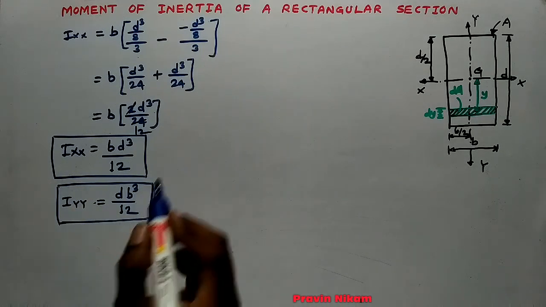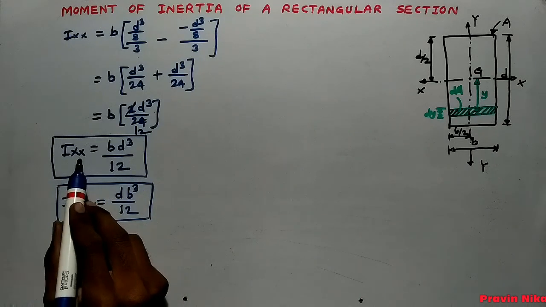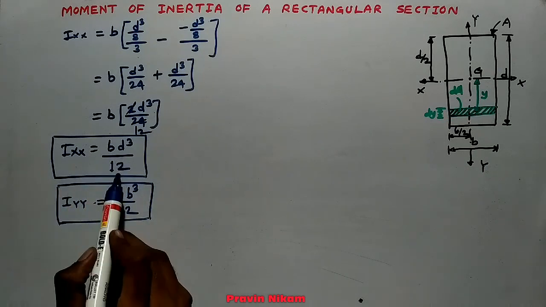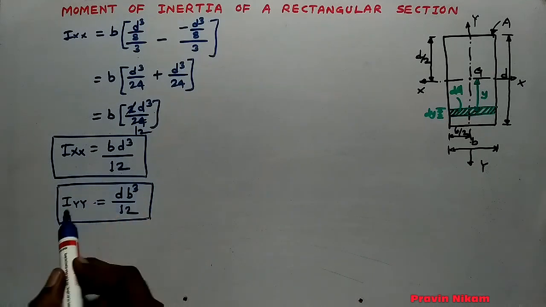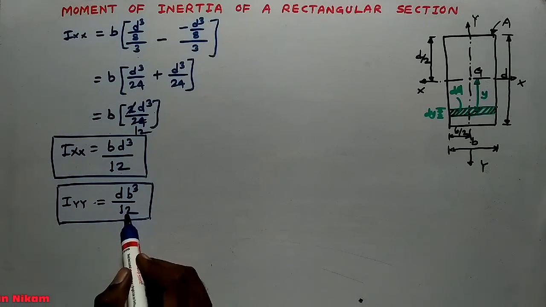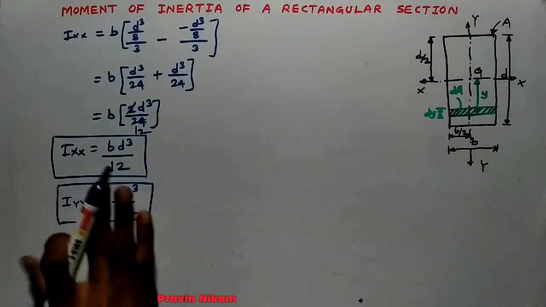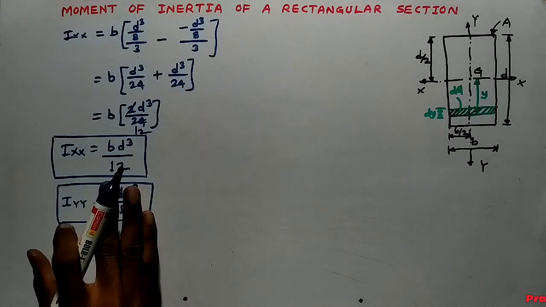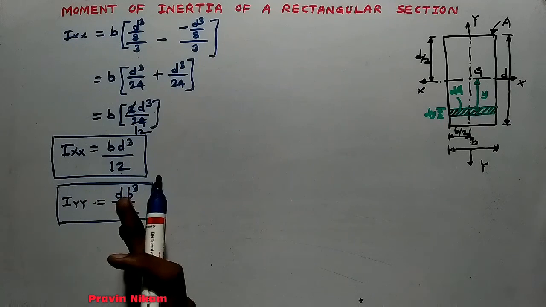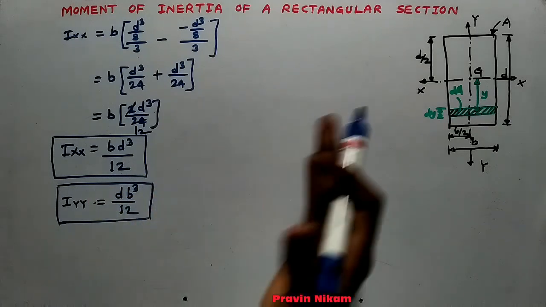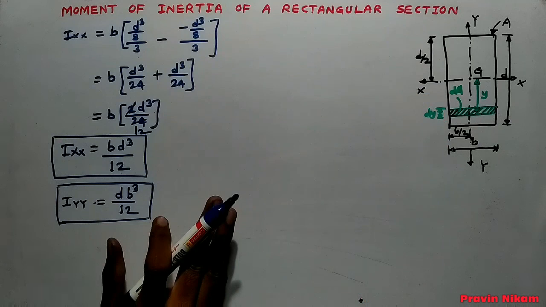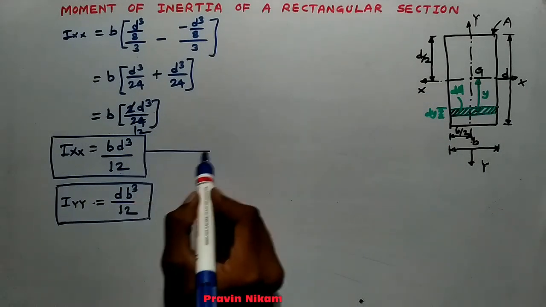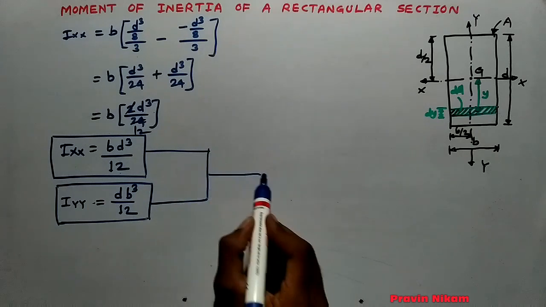So the moment of inertia of a rectangle about xx axis is b d cube divided by 12, and about y axis is d b cube divided by 12. Remember these two formulas. By using these two formulas you can solve the problems based on rectangular section, and find out the moment of inertia of a rectangular section.